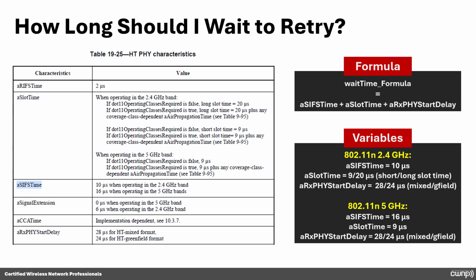And you can see the aRxPHYStartDelay is 28 microseconds if you're in mixed mode. And if you're in HT Greenfield, 802.11n only, then it's 24 microseconds. So you don't see that as much. It's usually the 28 microsecond aRxPHYStartDelay. So there you have it. Those are 3 examples of algorithms, formulas, variables.